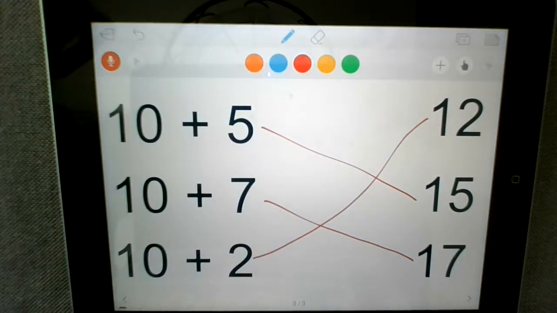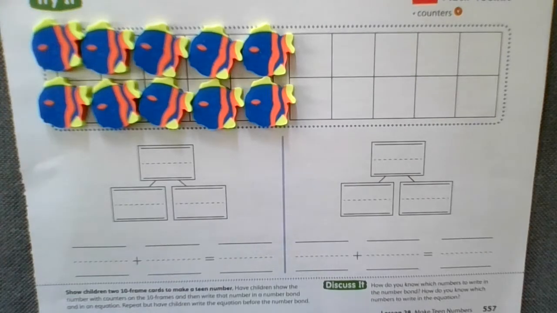All right, let's take a look at our math page. For our math page today, we're going to be working on building teen numbers and using a number bond to find our equation. So I started off by putting 10 counters in one of my 10 frames. And I have a second 10 frame over here that we're going to add the rest of the counters in.